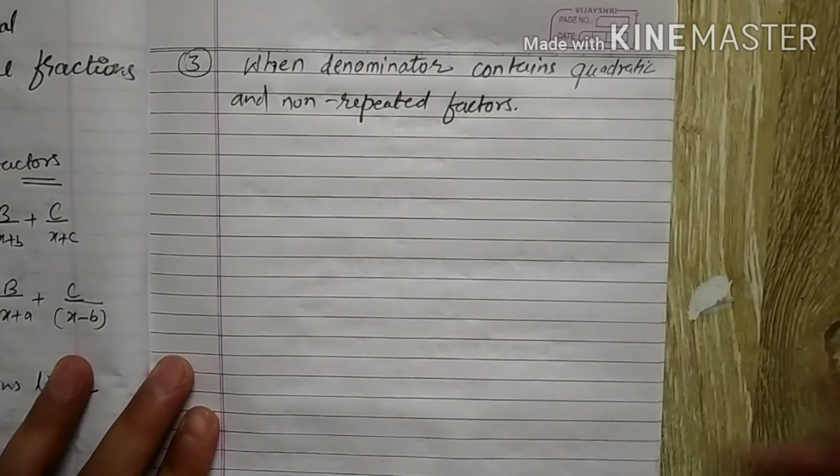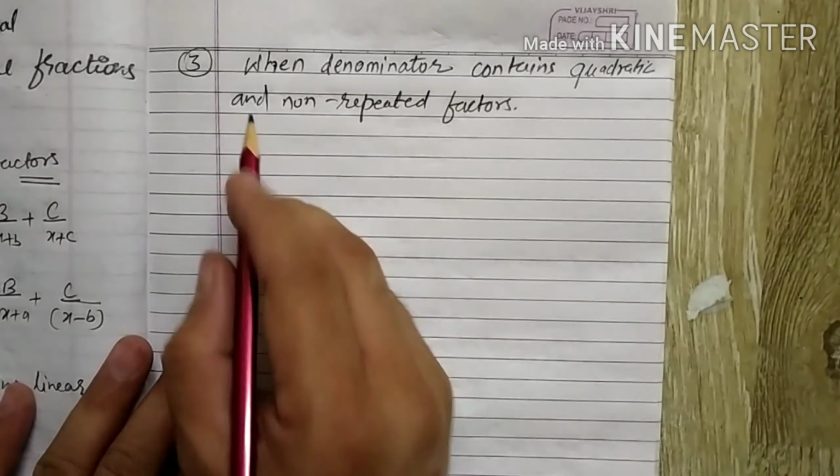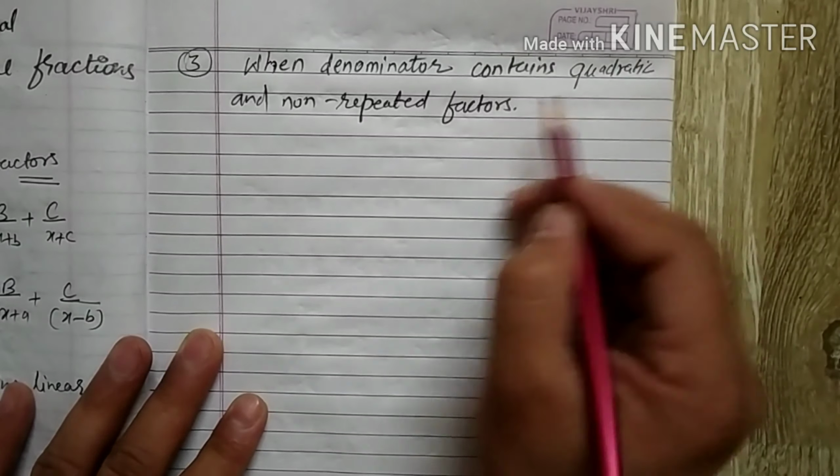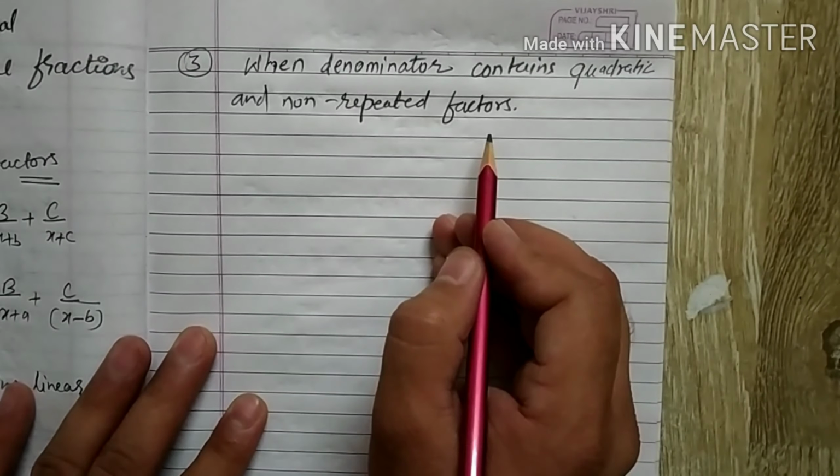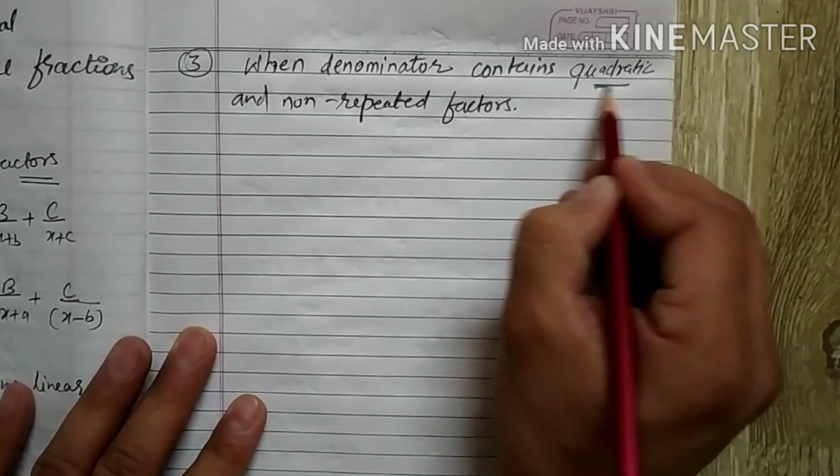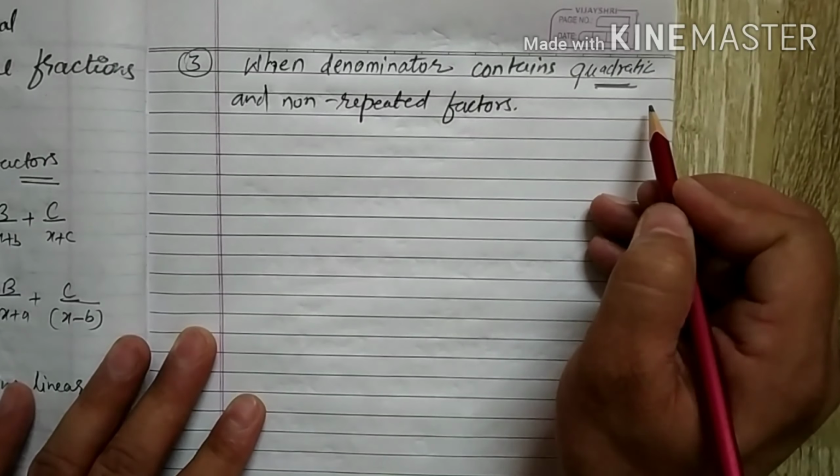Now see, students, the third case, when the denominator contains quadratic and non-repeated factors. Here what we are observing is that the factor becomes quadratic.